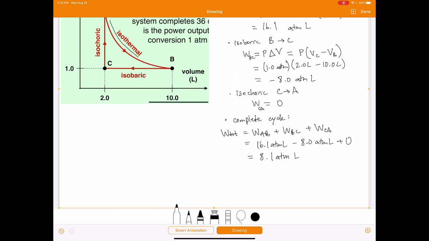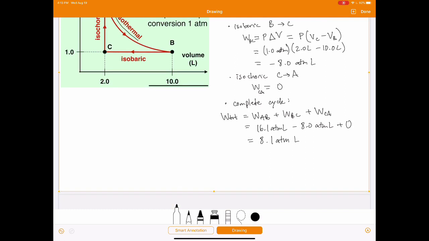Okay, so we want to convert the units to joules at the end of this. So remember, 1 atmosphere liter is equivalent to 101.33 joules. Cancel out atmosphere liters. And this works out to about 820 joules. So in one cycle, you get 820 joules of work that the gas is doing.